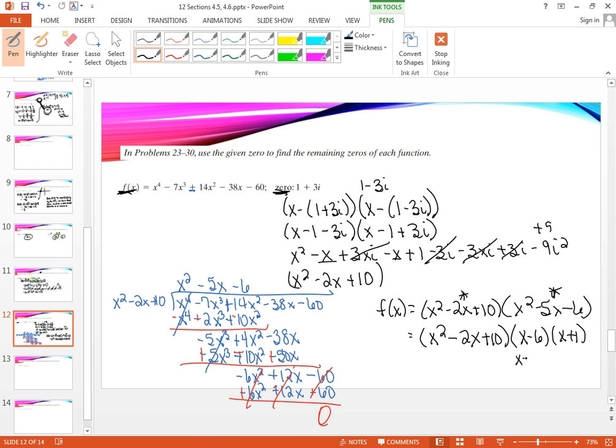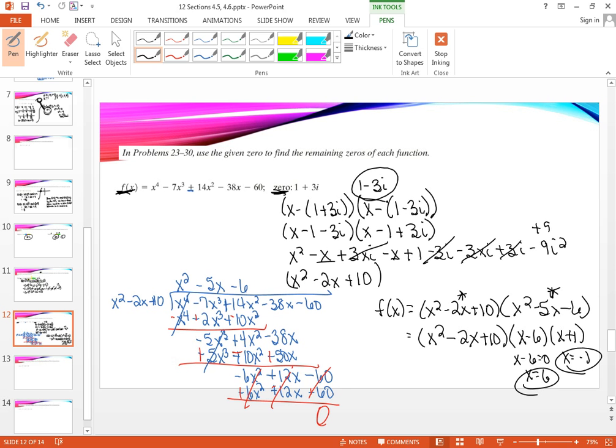So set this one equal to 0 and you get 6. Set this one equal to 0 and you get negative 1. So if it says find the remaining zeros, 1 minus 3i, 6, and negative 1. So that's 3. The one they gave us makes 4. The degree on this thing was 4. That's all of them. Okay.